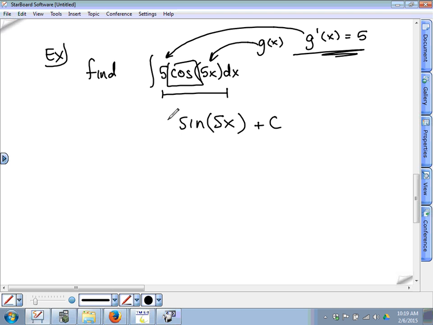Now, if you were to take the derivative of this, what would you get? You'd get cosine 5x times 5. Yes? Okay.